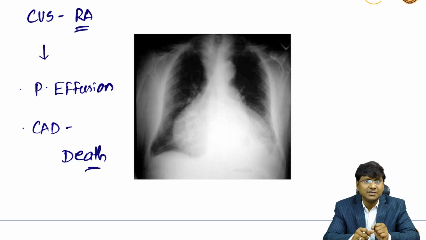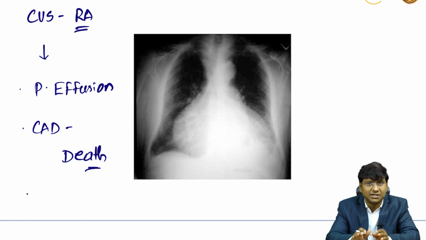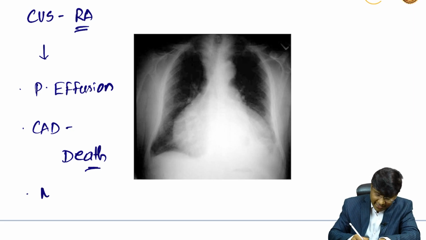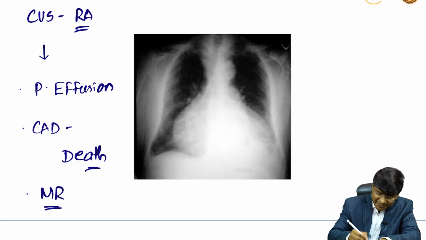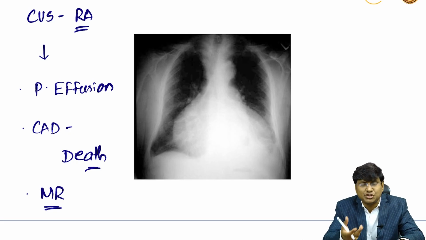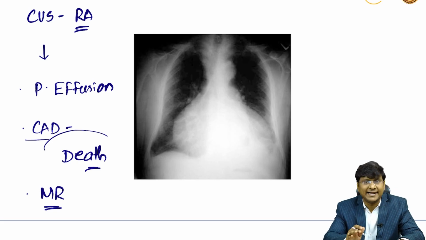Followed by that, the next important manifestation is that these patients will also develop valvular abnormality in the form of MR, that is mitral regurgitation, right? Why is there coronary artery disease? That is mainly because of premature atherosclerosis, which can contribute to the development of coronary artery disease as well as the death of the individual, right?